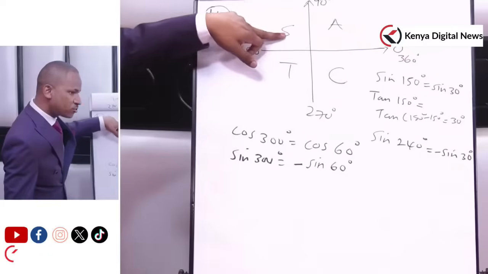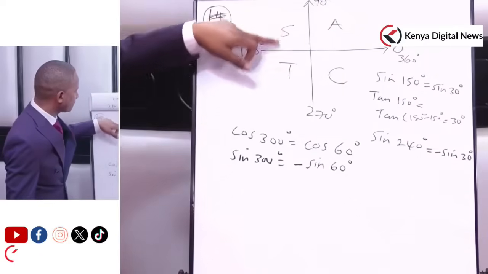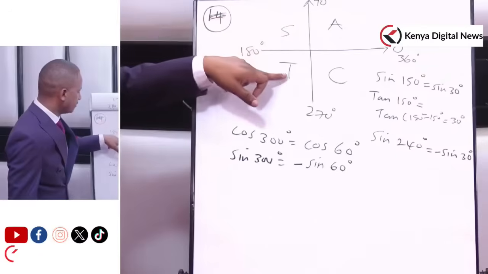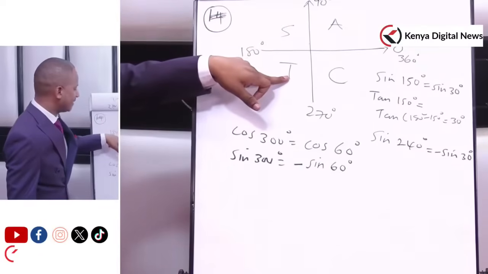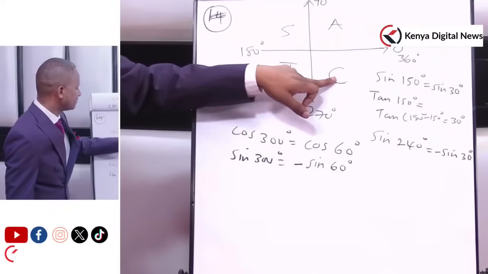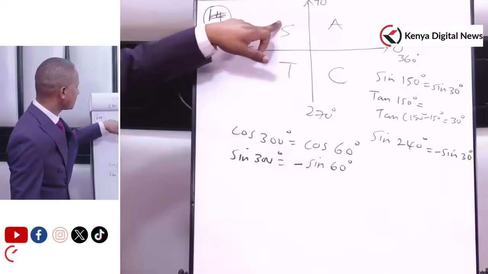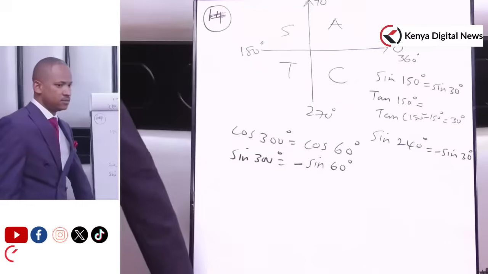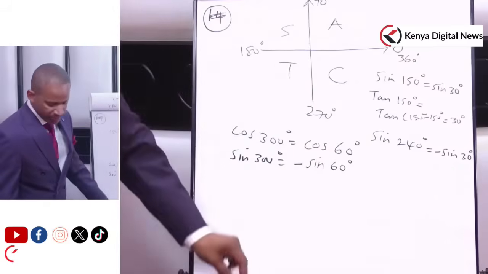In the second quadrant, only sine is positive, but tan and cosine in this quadrant are negative. Here only tan is positive. Cosine is negative here, sine is negative here. And here only cosine is positive. I think that is well elaborated.